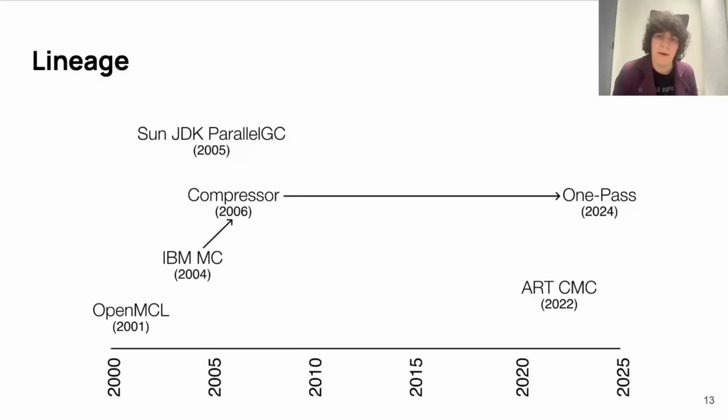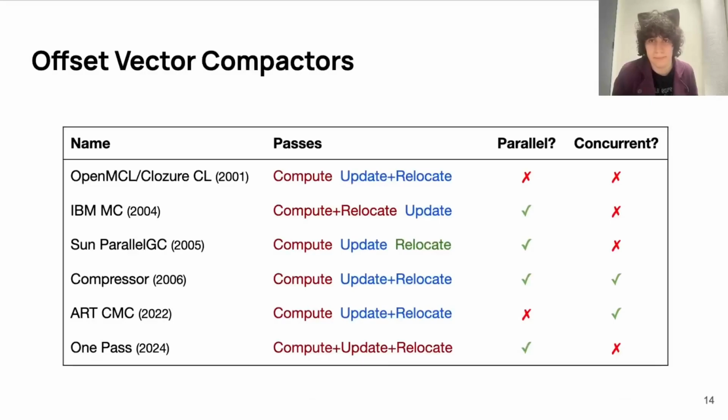Now, I have some apologia for why we've invented another name for another set of algorithms. In my opinion, it's quite easy to look at this algorithm if you know the Compressor and say, this is basically the Compressor. But this neglects that the Compressor wasn't the first offset vector compactor. If we're going by popularity, the Sun GC and the Android GC are also by far the most widely deployed instances of offset vector compaction.